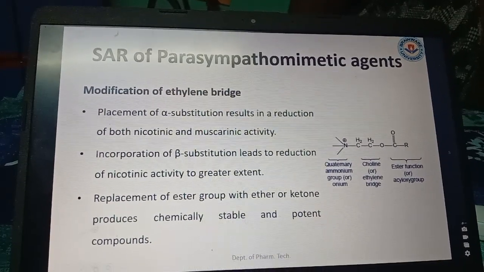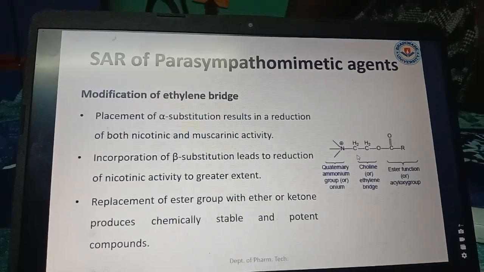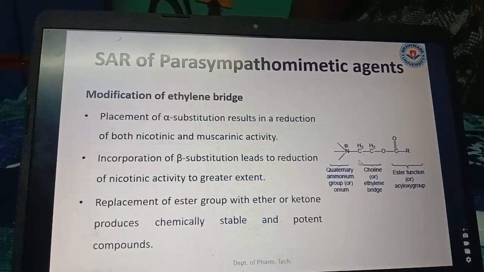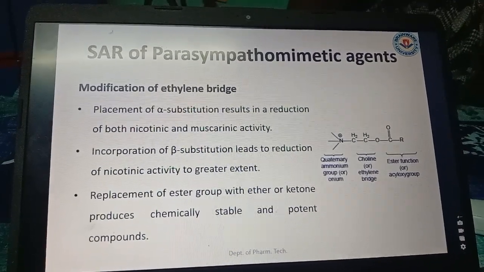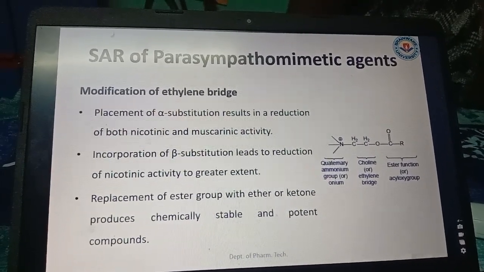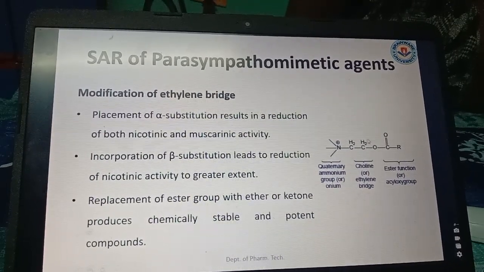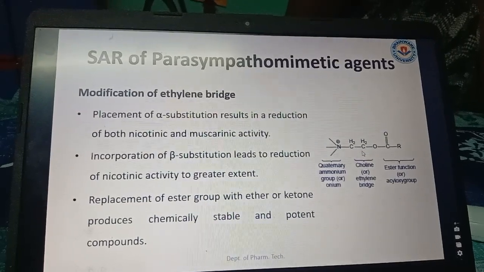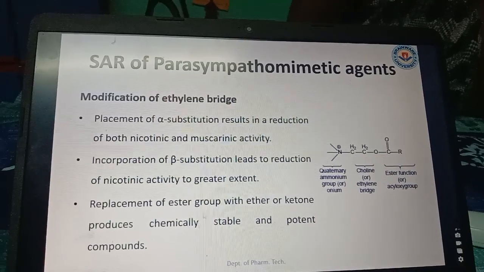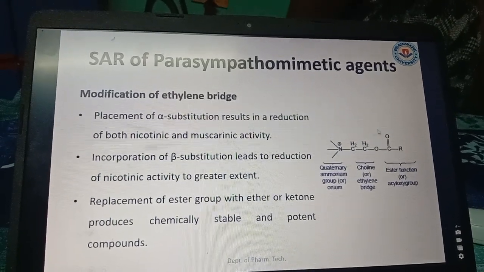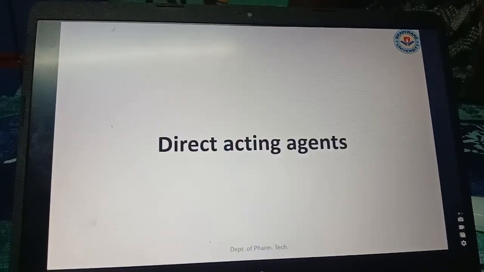Modification of the ethylene bridge. So placement of alpha substitution results in the reduction of both nicotinic and muscarinic activity. That means if the alpha carbon is substituted, then nicotinic and muscarinic activity will be diminished. Incorporation of the beta substitution leads to the reduction of nicotinic activity to a greater extent. That means if the beta carbon hydrogen is substituted, then reduction of the nicotinic activity occurs. Replacement of the ester group with ether or ketone produces a chemically stable and potent compound.